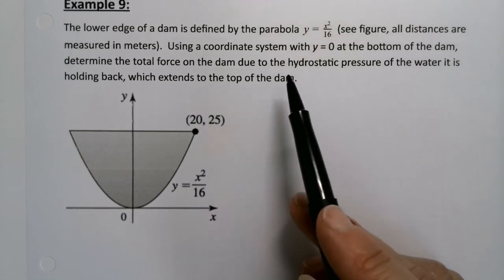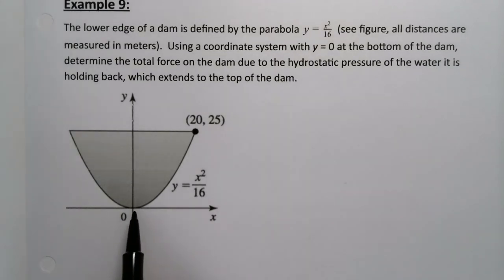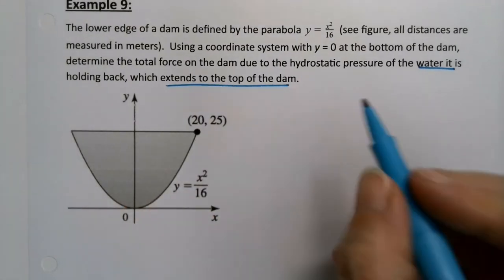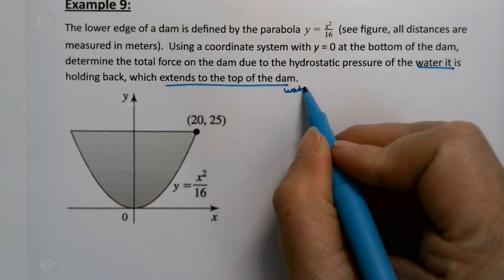All right, so we're going to use a coordinate system with y equals 0 at the bottom of the dam. Determine the total force on the dam due to the hydrostatic pressure of the water it is holding back, which extends to the top of the dam. Okay, so one, the water is going all the way to the top of the dam. It says it right there. So we know that the water is filling the dam.